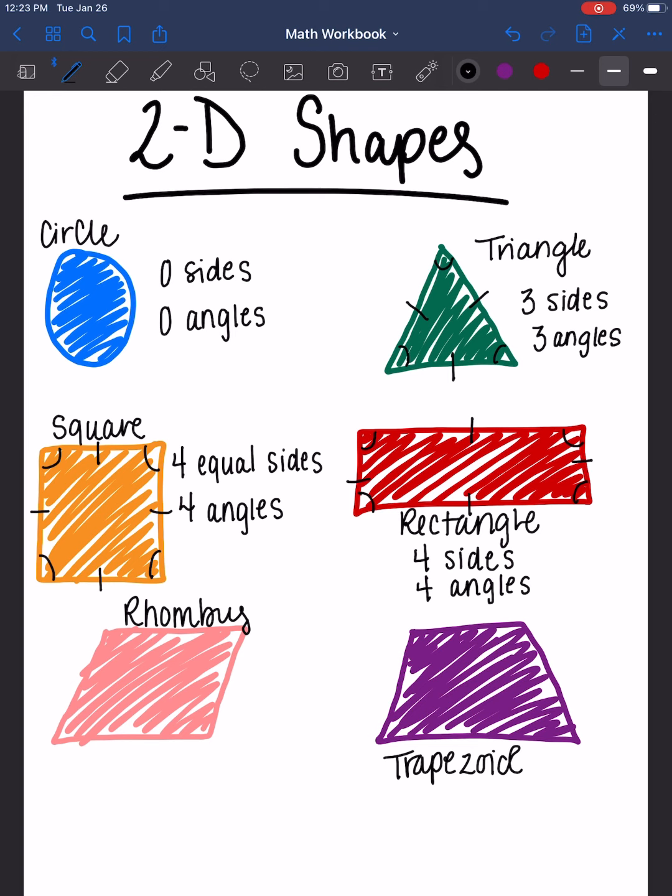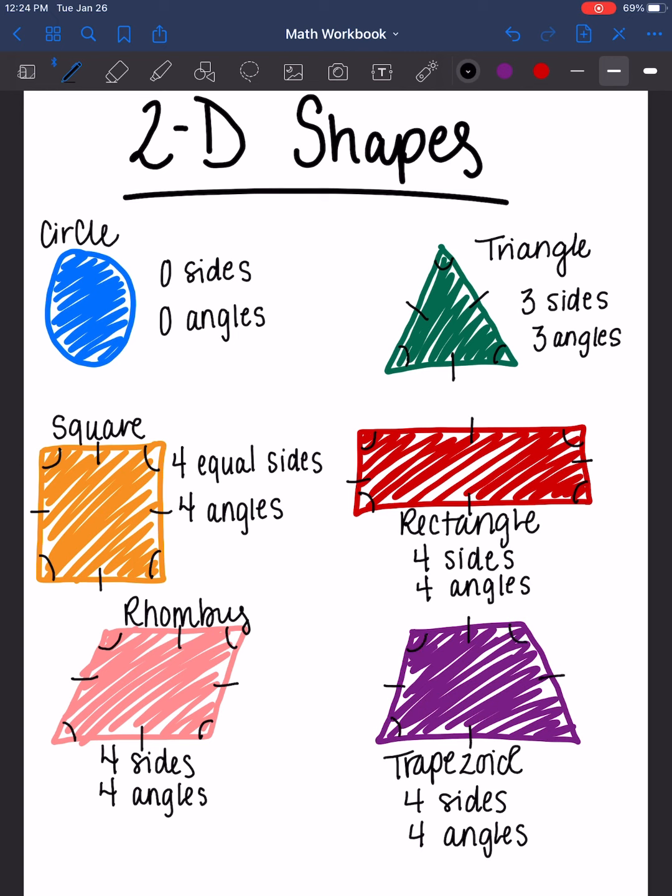Then we have the rhombus. Now the rhombus is very similar to the square and the rectangle. It also has 4 sides: 1, 2, 3, and 4. It also has 4 angles: 1, 2, 3, 4. And then we have the trapezoid, which also has 4 sides and 4 angles. I'll go ahead and write it out and draw it out so we can visually see it.